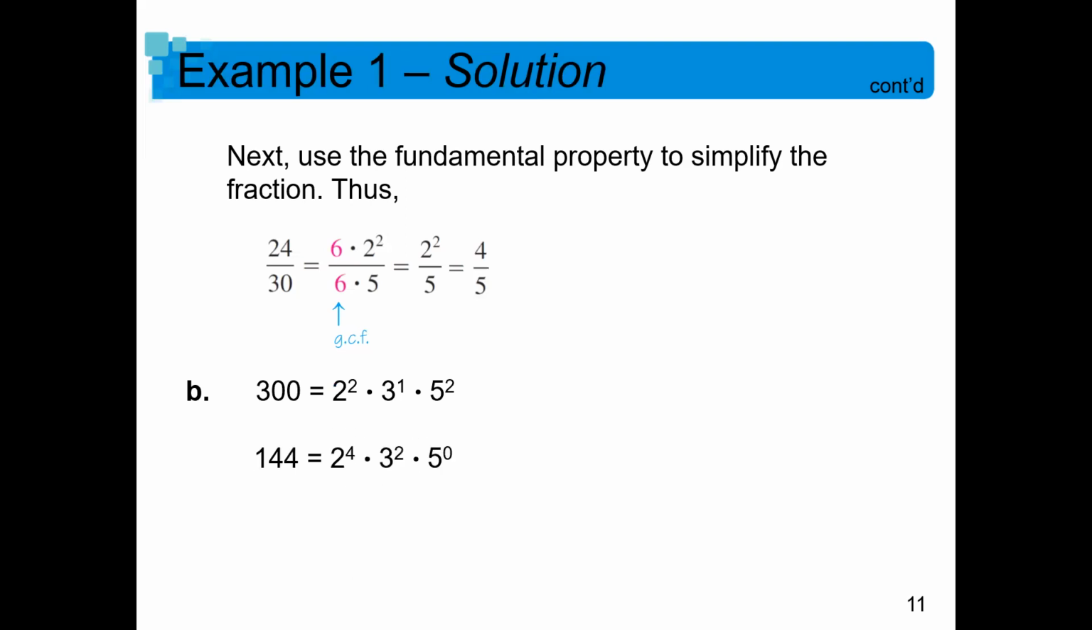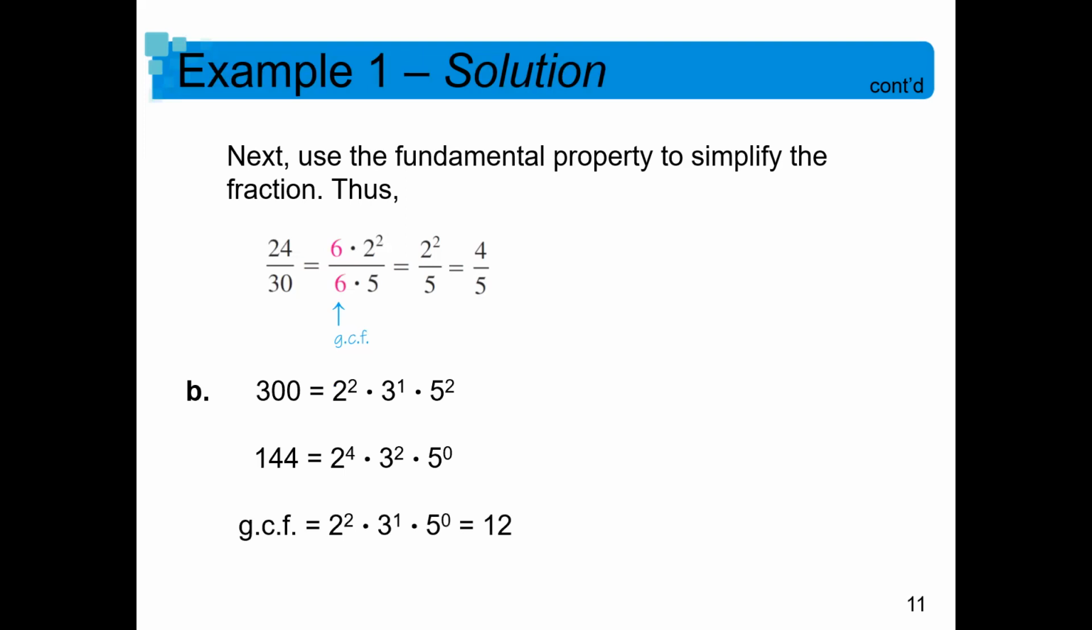It's 300 over 144. Again, you represent each number with a canonical representation for prime factorization. And then 300 will be equal to 2 squared times 3 to the 1 times 5 squared. And 144 will be equal to 2 to the 4th times 3 squared times 5 to the 0.